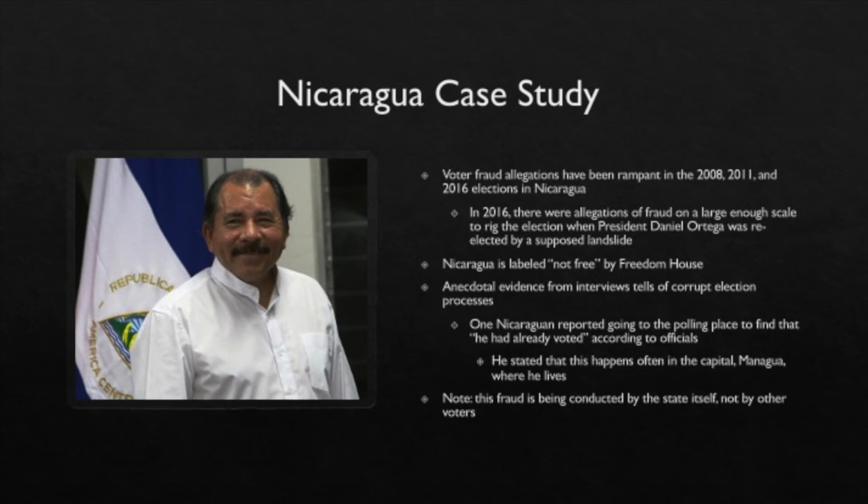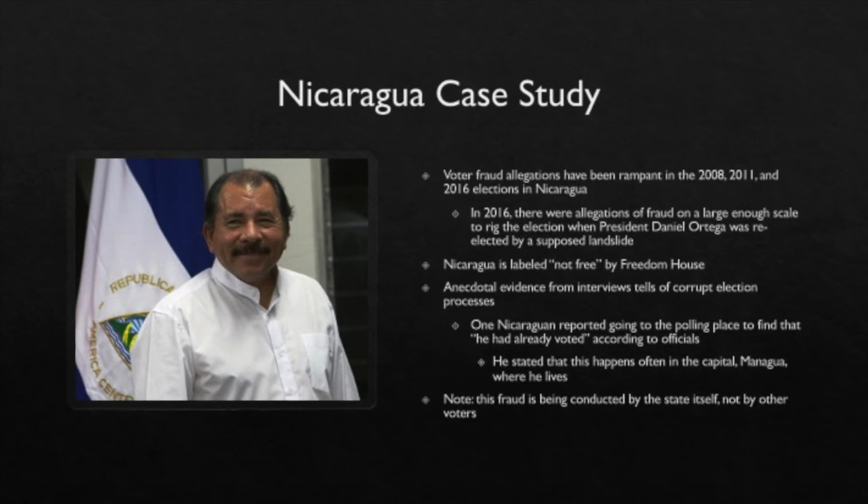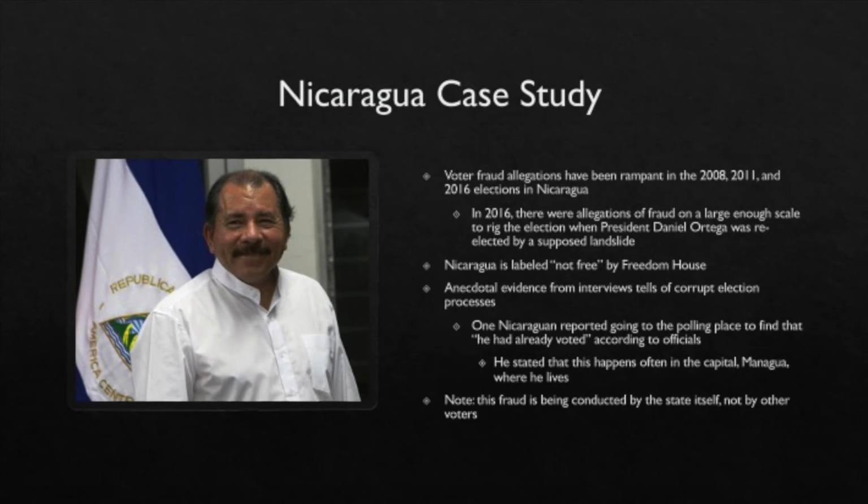So one man who spoke to me said that he'd gone to the polls before and been told that he'd already voted by a poll worker when he hadn't, so meaning a vote had been cast for him, presumably by the state. So he said that hundreds of other Nicaraguans experienced the same thing. And a study has estimated that 24% of Nicaraguans were offered gifts or services of some sort in exchange for voting a certain way in the 2008 election.